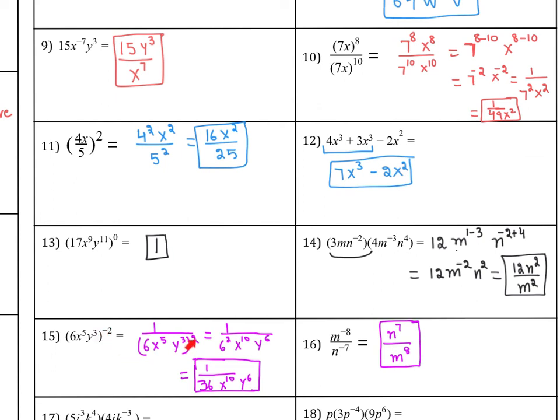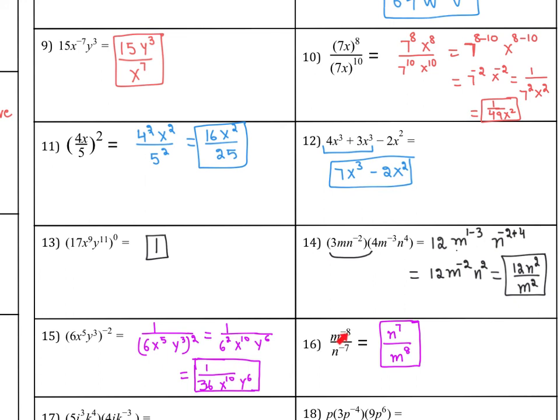Now distribute the exponent to 6. So 6 to the power 2, x to the power 10, y to the power 6. 6 to the power 2 becomes 36, 1 over 36 x to the power 10, y to the power 6.